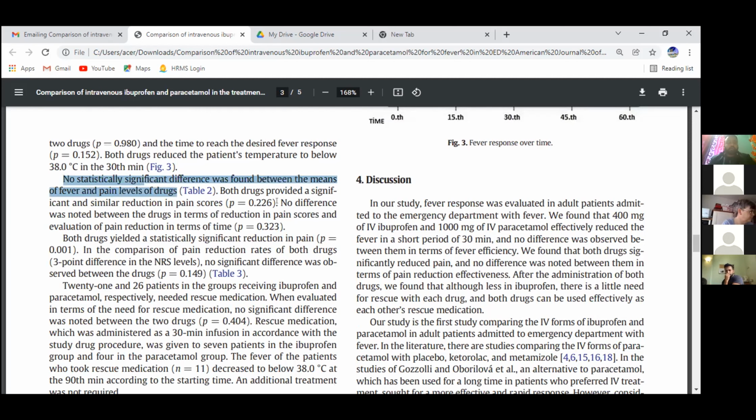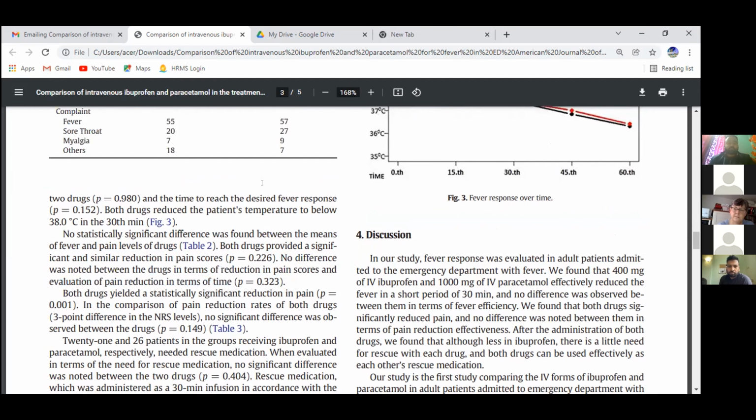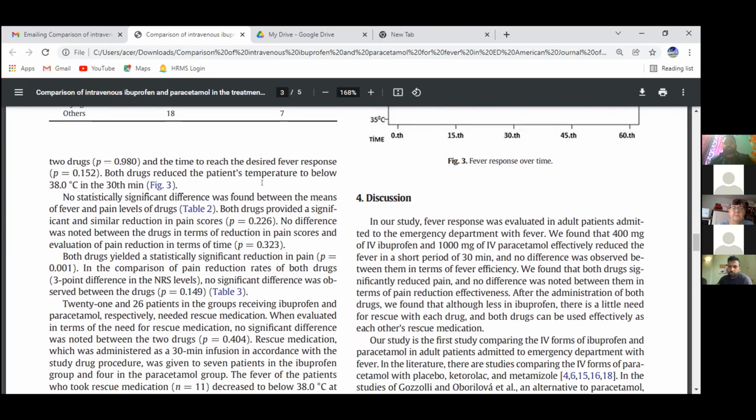And also no difference was noted between the drugs in terms of reduction in pain scores and evaluation of pain reduction over time. So I think from this study it was pretty clear that between ibuprofen and paracetamol in the treatment of pain and fever, both the drugs were equally effective. So, any comments on that, ma'am?